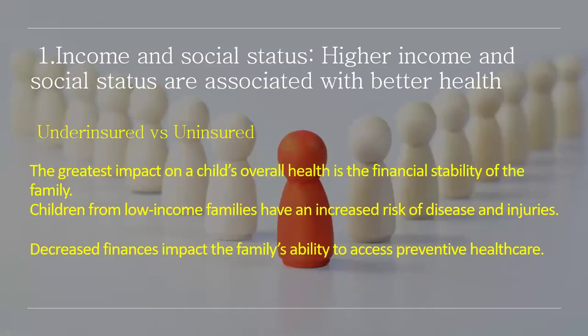Okay. Income and social status. The underinsured, the uninsured. The greatest impact on the child's overall health is the financial stability of that family. Because remember, that child is going to solely rely on that parent or guardian because they are a child. Children from low-income families have an increased risk of disease and injuries. Not having enough finances, or low income, does impact the family's ability to access preventative health care.